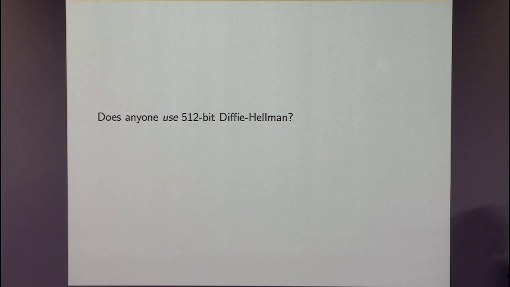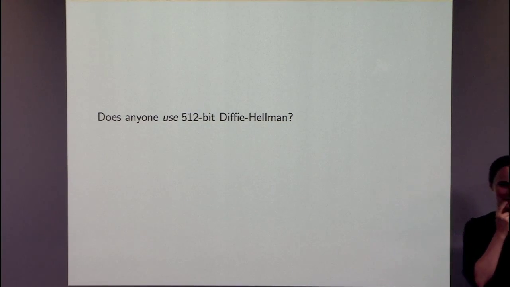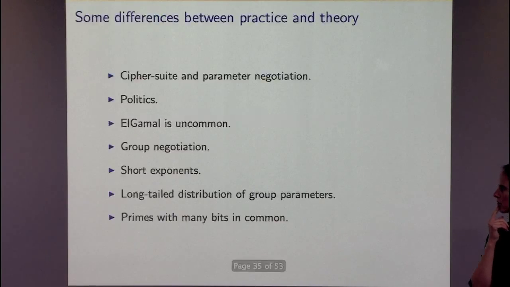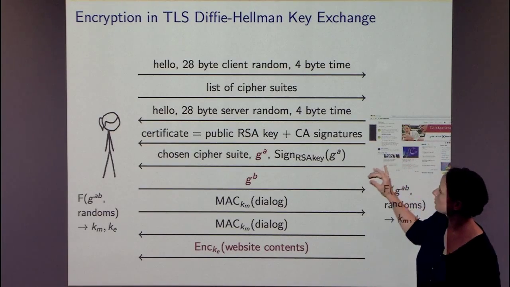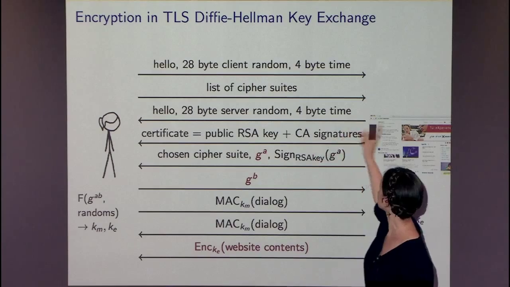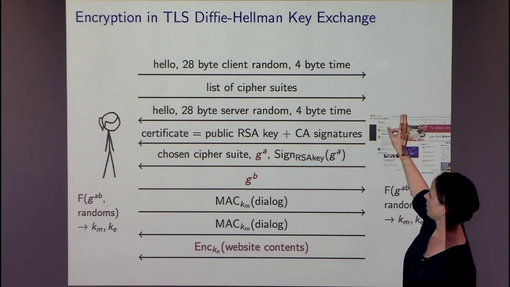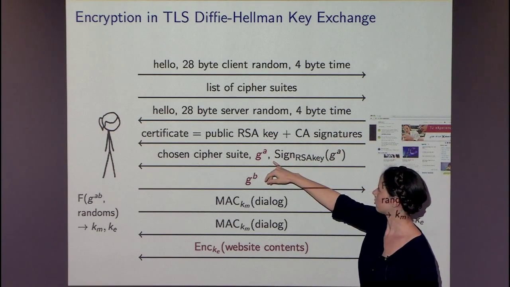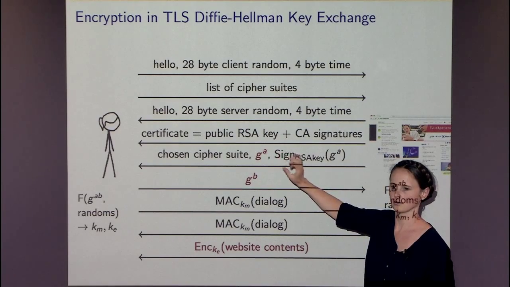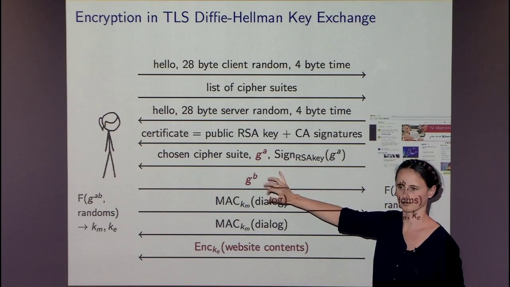Okay, so, boy, I'm out of time. All right, so does anybody actually use 512-bit Diffie-Hellman? So in the cartoon version, if a server uses a 512-bit Diffie-Hellman group here, then we know we can just break this offline. We're fine.